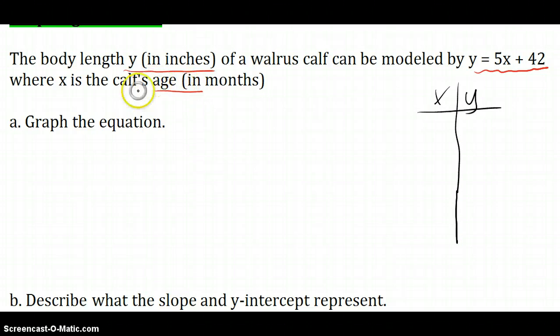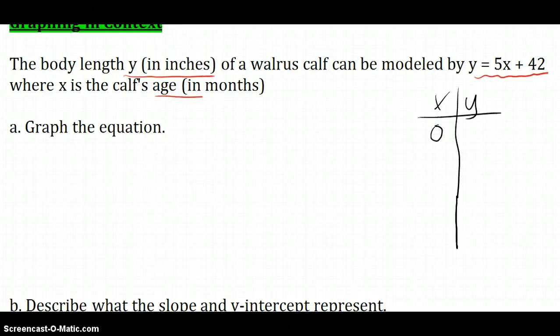X stands for the age of the calf in months. You're probably not going to have a negative age of a calf. That doesn't make any sense. It's not born and then all of a sudden is -1 month old. So when we start, we're going to plug in 0 because that makes sense. 0 would be when the calf is born. From there, I'm just going to go up by 5 months. So I'm going to plug in these x's into this equation to find out the length of the calf.